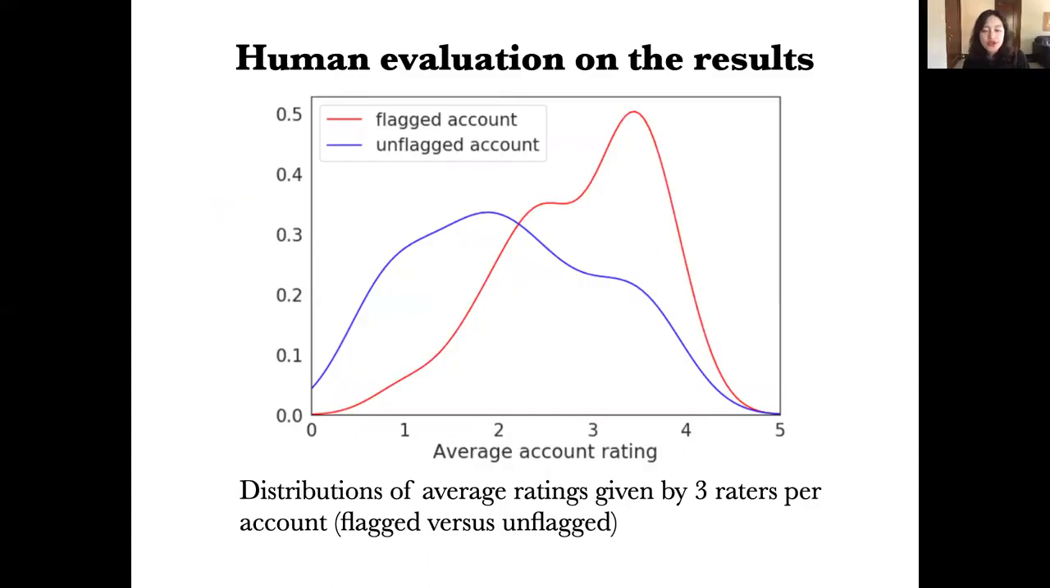The human evaluation results show that the distributions of average ratings given by the 3 raters per account differed between the flagged versus unflagged accounts. The red line here is the distribution of the flagged accounts, and you can see it's skewed more to the right compared to the blue line, which stands for the unflagged accounts. So you can see that the raters tended to give higher scores to the flagged accounts.